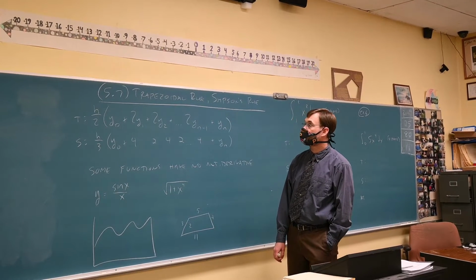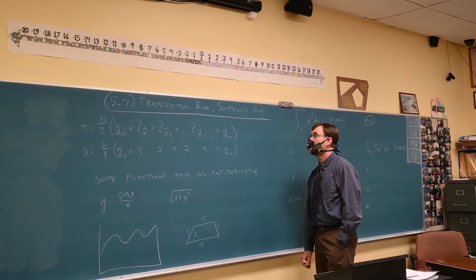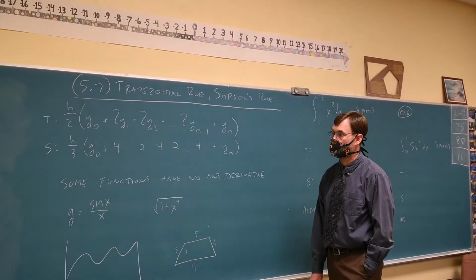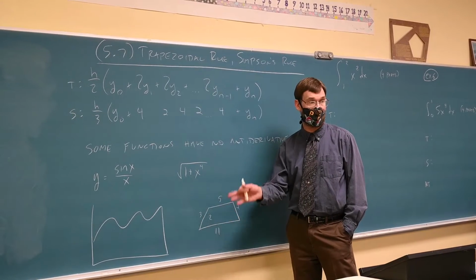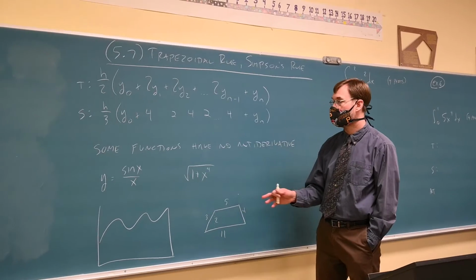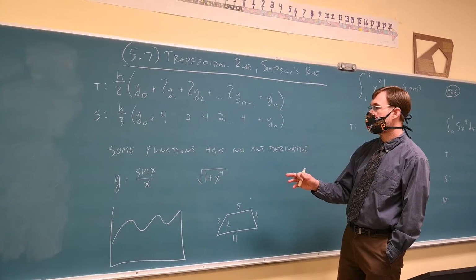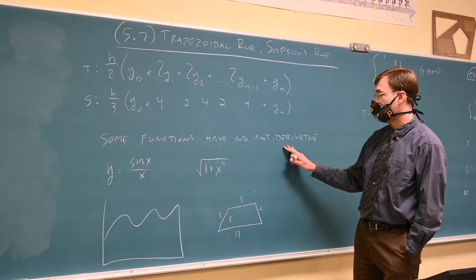So today, 5-7 wraps up our chapter, the final section on a thing called the Trapezoidal Rule and Simpson's Rule. This is more like the first day than anything, the first day where we divided the shapes up and made rectangles. It's very much like that, but better. Here's the reason why this exists. There are some functions that have no antiderivatives.